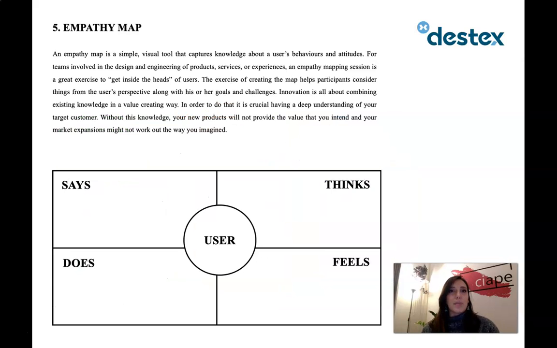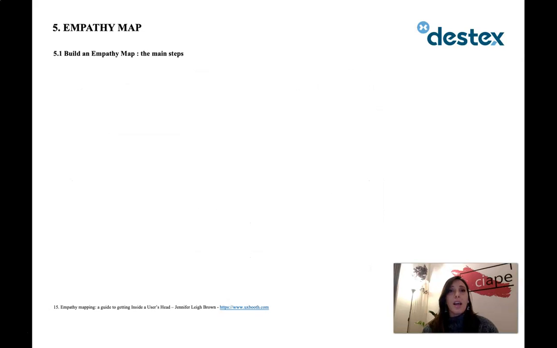Another important aspect to take into consideration is, of course, the customer's needs and trends. An empathy map is a simple visual tool capturing knowledge about the user's behaviors and attitudes. The map helps to consider things from the user's perspective along with his or her goals and challenges. In order to build an effective empathy map, we can follow 4 main steps.